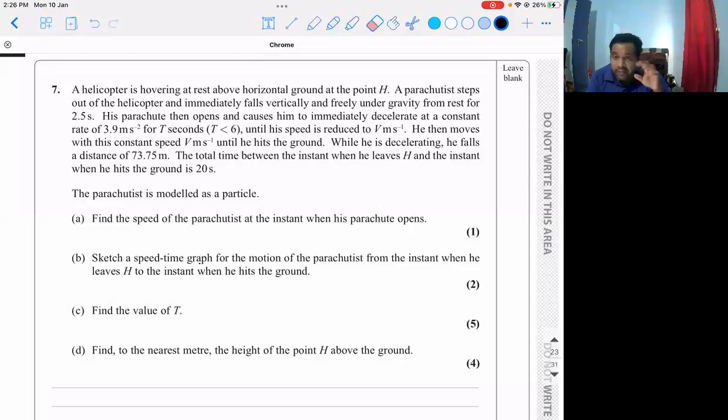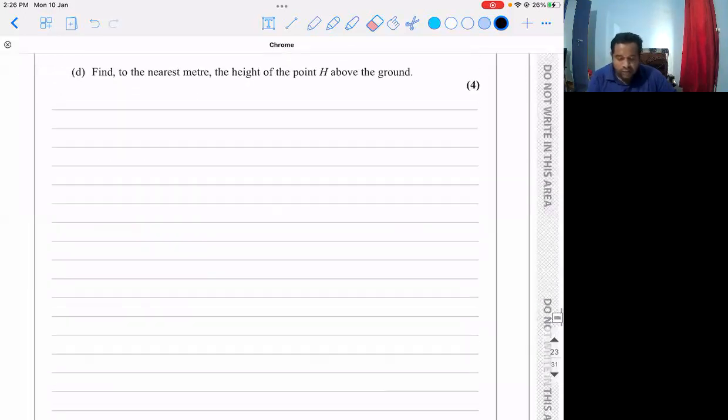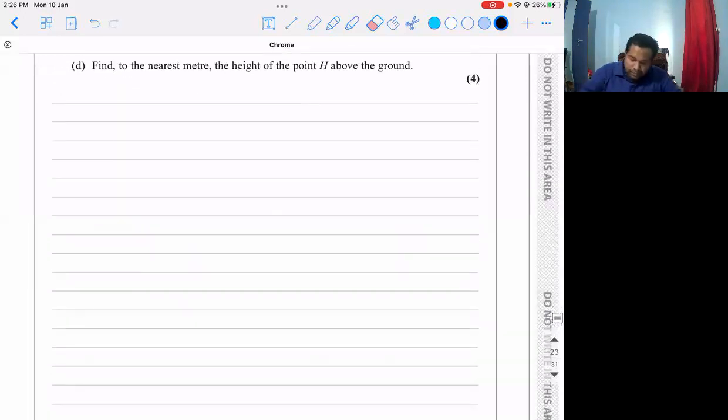So altogether, how many marks? It's a 12-mark question. So we have a parachute and a helicopter. So this is a kind of helicopter.